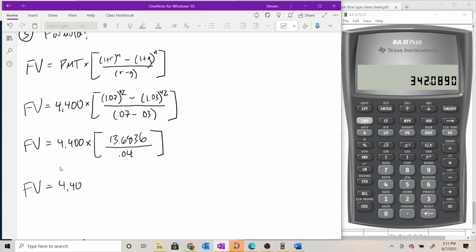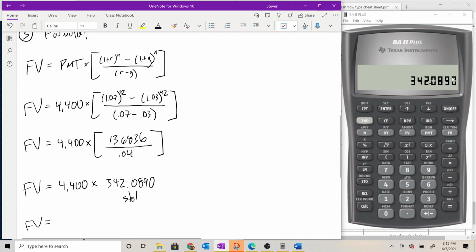So we've got 4,400 times 342.0890, and I stored that on the 1 key just in case I accidentally mess something up from here. So while this number is on the display, again, I want to use the full 13 decimal version of this, not just the 4 decimal approximation. So while this number's on the display, I'm going to say times 4,400. I'm going to type in 4,400 and get a total value of $1,505,191 and roughly 70 cents.